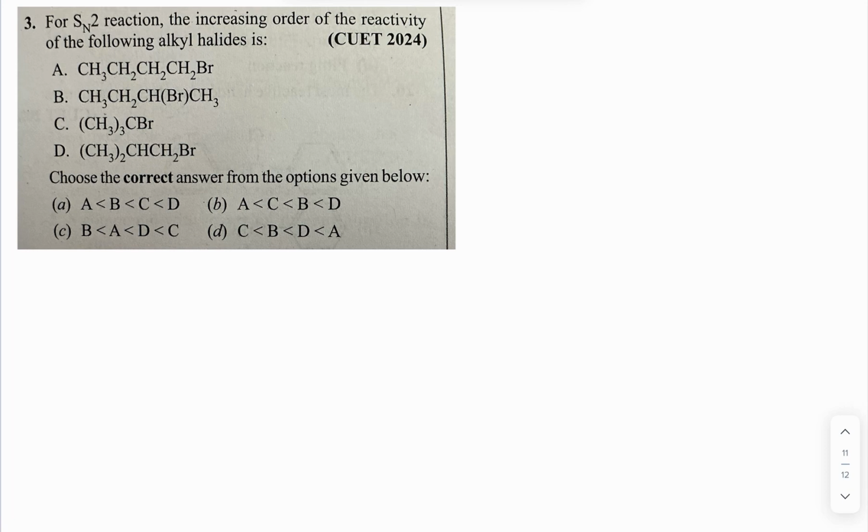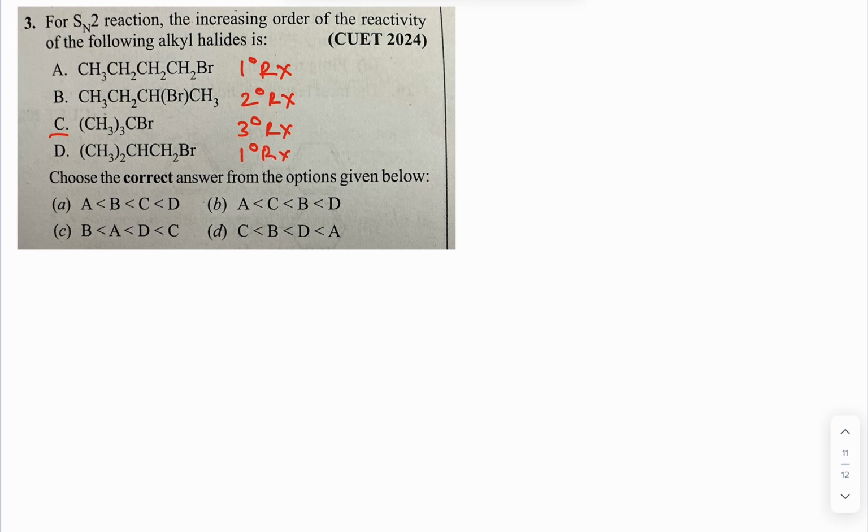So what is the compound A? It is a straight chain primary alkyl halide, which means 1-bromobutane. So this is a primary alkyl halide. What about the compound B? It is a 2-bromobutane, which is a secondary alkyl halide. What about the compound C? It is a 2-bromo-2-methylpropane, which is in the category of tertiary alkyl halide. What about the D compound? It is a 1-bromo-2-methylpropane. It is again a primary alkyl halide.